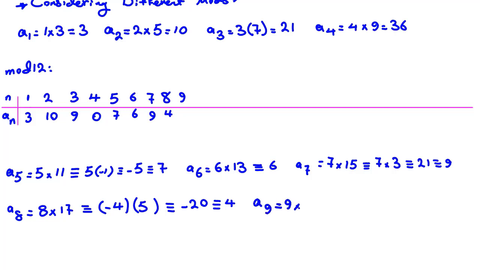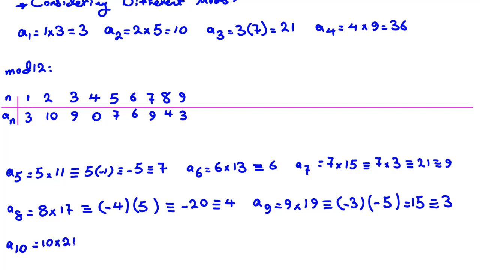A9 is 9 times 2 times 9, 18 plus 1, 19. Mod 12 is -3 times -5, which is 15, which is mod 12, 3. Okay, A10 is 10 times 21. It's -2 times -3, which is 6. So for 10, it is 6. We had also 6 here.